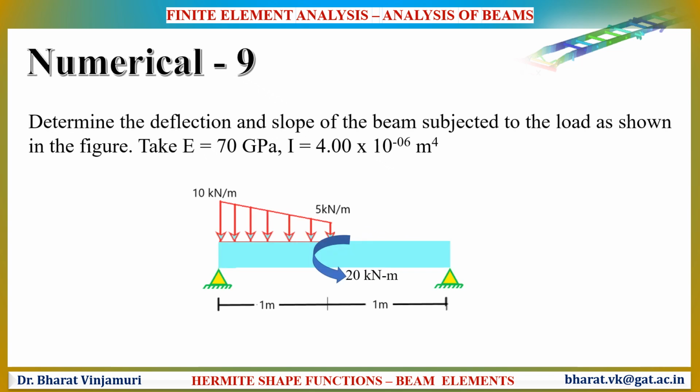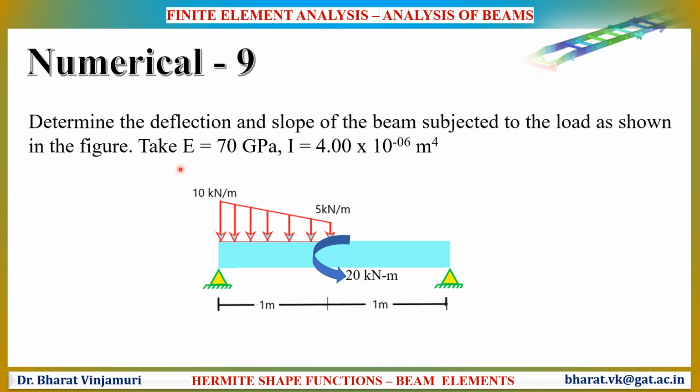Let us solve one more example to determine the deflection and slope of the beam subjected to the loads as shown in the figure. In this problem, a beam is subjected to a combination of uniformly distributed load as well as uniformly varying load. At the same time, there is a point load applied at the center of this element.